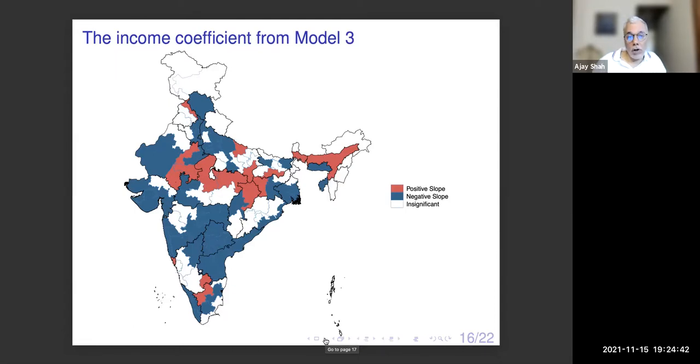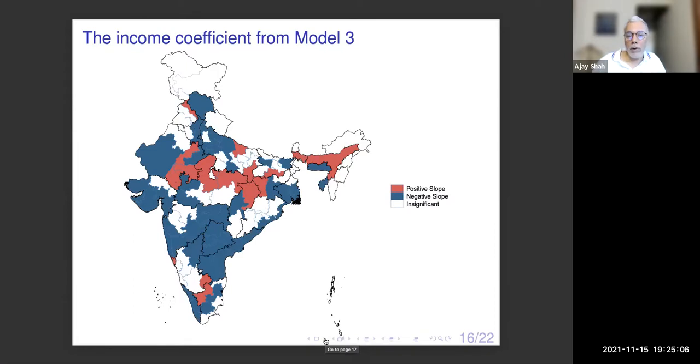But what is astonishing and something that we need to think about deeply is that a large part of the country is actually white or red. What is white? Rich people and poor people are equally unwell in the white regions. And what is red? The rich people are sicker than poor people in the red regions. The slope is actually going down.